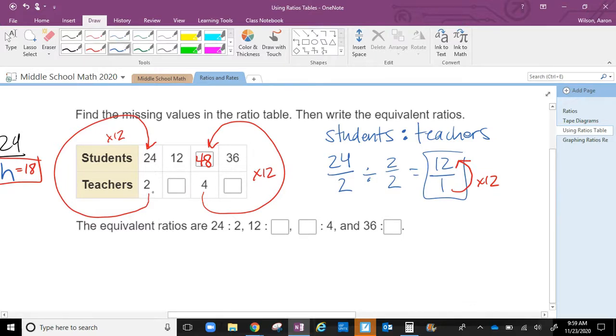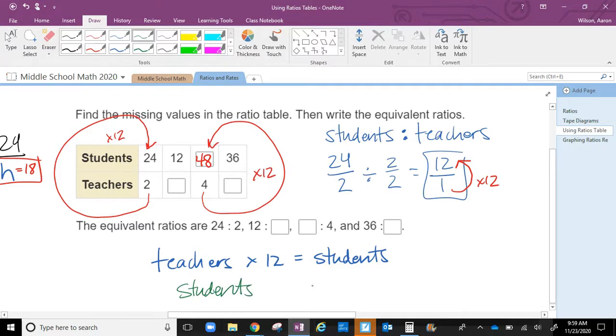Well, if you go from teachers to students, teachers have to be multiplied by 12 to end up equaling the number of students. What happens if we go backwards or reverse the process? What if we have a number of students? How do we get to the number of teachers? Well, the opposite is just known as the inverse. The inverse of multiplying is dividing. So now we're going to be dividing by 12.